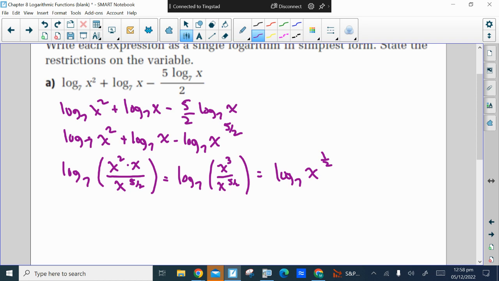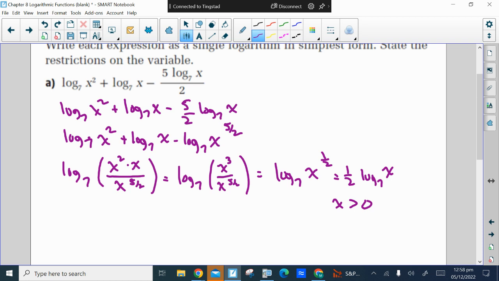Now this also says state restrictions on the variable. Okay, if you write the 1/2 in front as a coefficient, that's fine too. It doesn't need to be, but that's fine. But the restrictions on the variable. So to do that, you have to look at the original expression, and in all the terms, it's the log of either x squared or the log of x. And remember that we have a restriction on the domain that you cannot take the log of a negative number. So our restriction here would be that x has to be greater than 0. You can't take the log of a negative number.